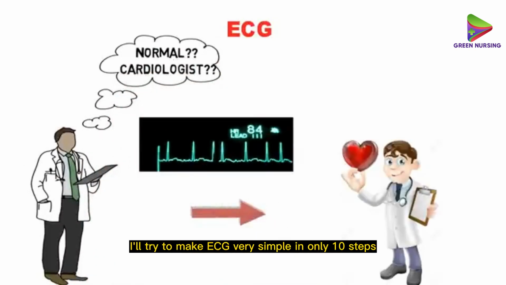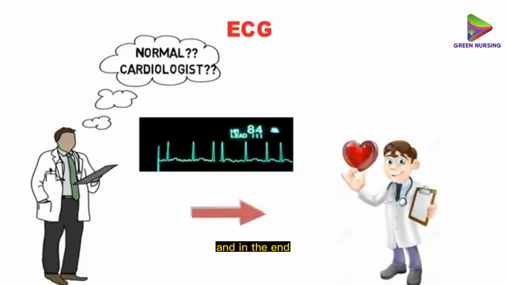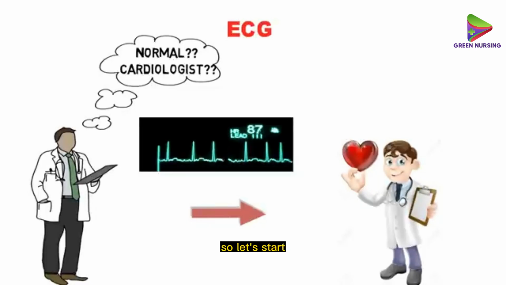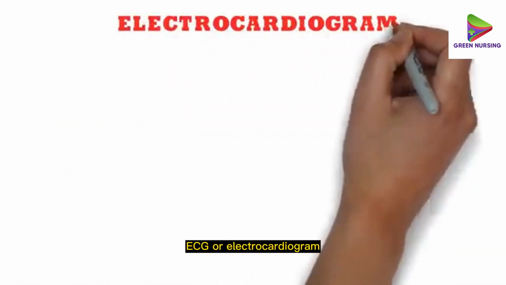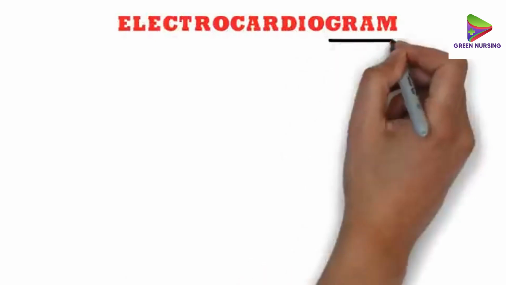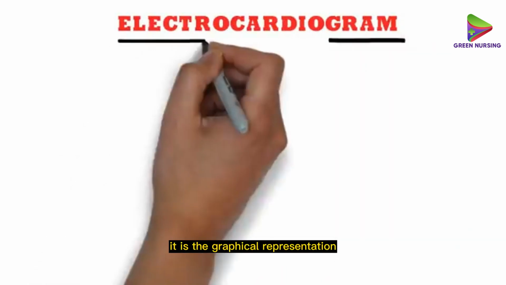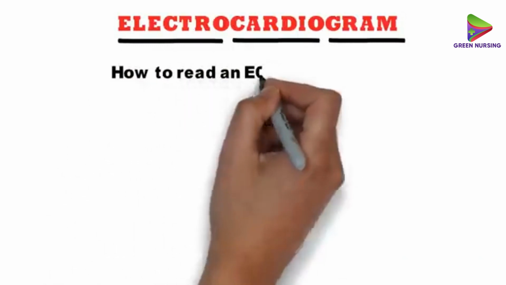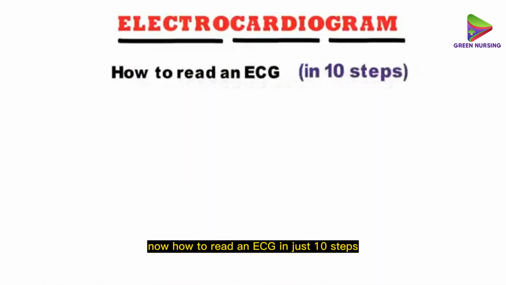So in today's video, I'll try to make ECG very simple in only 10 steps. And in the end, you'll be able to diagnose the majority of arrhythmias on your own. So let's start. ECG or electrocardiogram is the graphical representation of electrical activity going on in the heart. Now, how to read an ECG in just 10 steps.